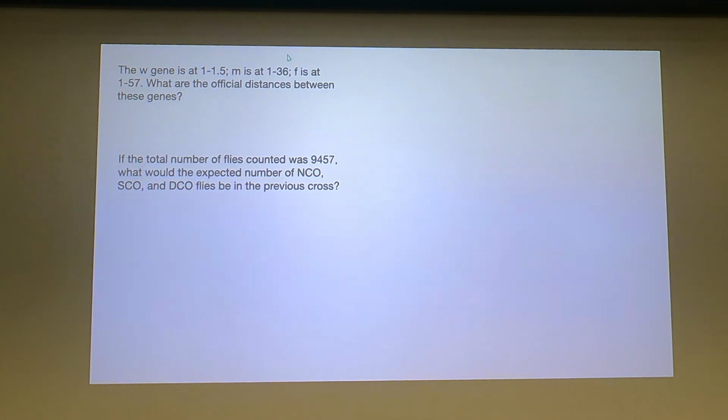Next part. Oh, this will be different. So if you go to Flybase and you look up those genes, white, miniature, and forked, here's their locations. White is on chromosome 1 at 1.5. M is at chromosome 1, position 36. F is at chromosome 1, position 57. So what are the distances between the genes? This one is not tricky. This is just basic math.